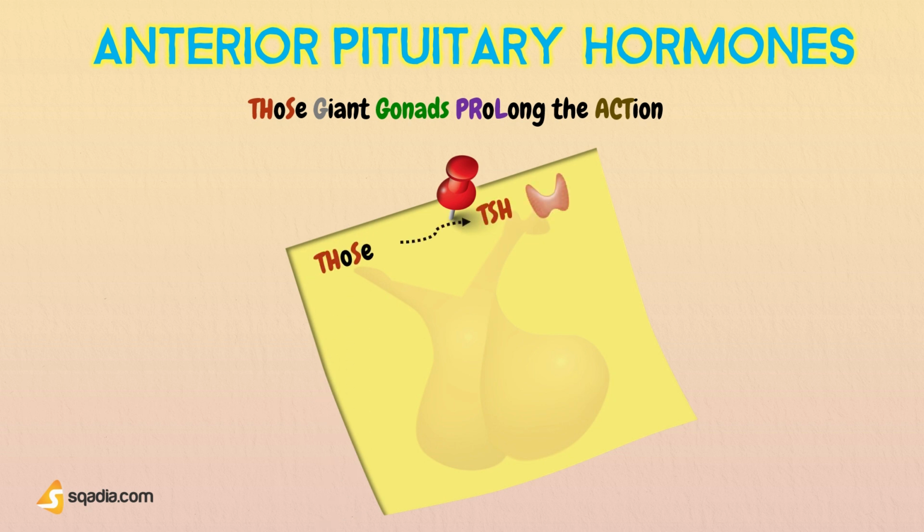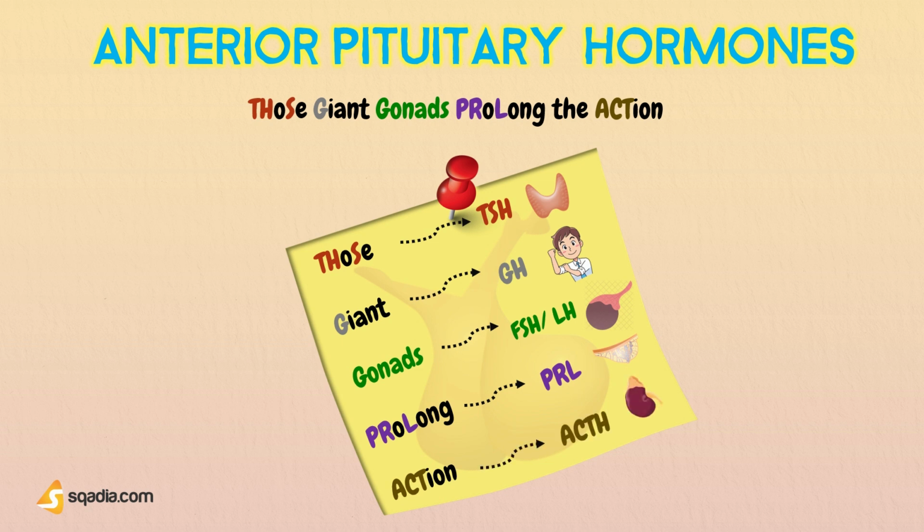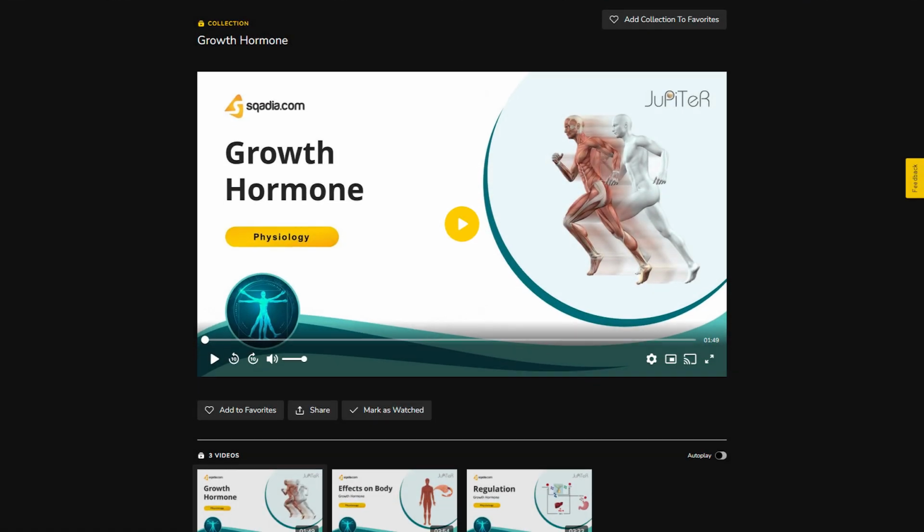TH indicates towards thyroid-stimulating hormone. G in giant indicates towards growth hormone. Gonads indicates towards the 2 gonadotrophins, follicle-stimulating hormone and luteinizing hormone. PROL in prolong indicates towards prolactin, while ACT in action indicates towards the adrenocorticotrophic hormone. For better understanding, watch our video on growth hormone.